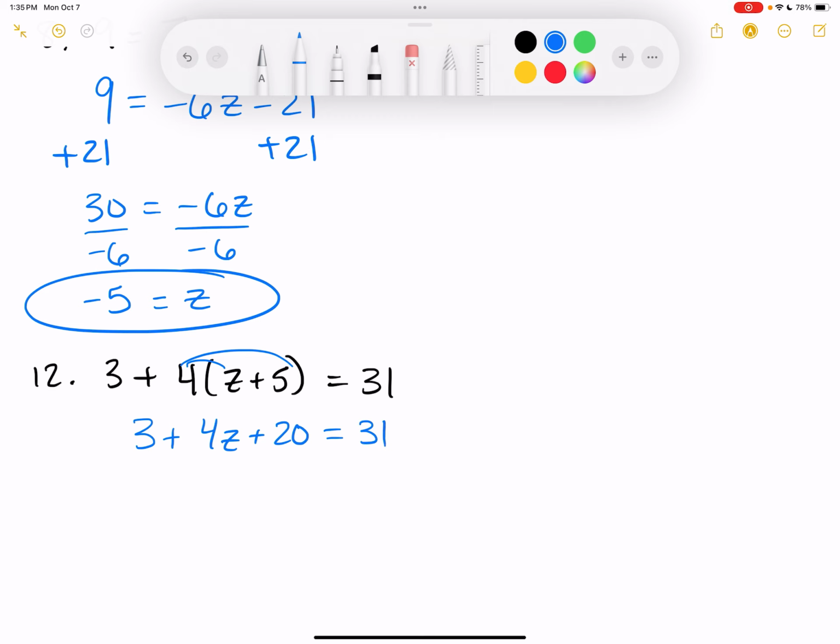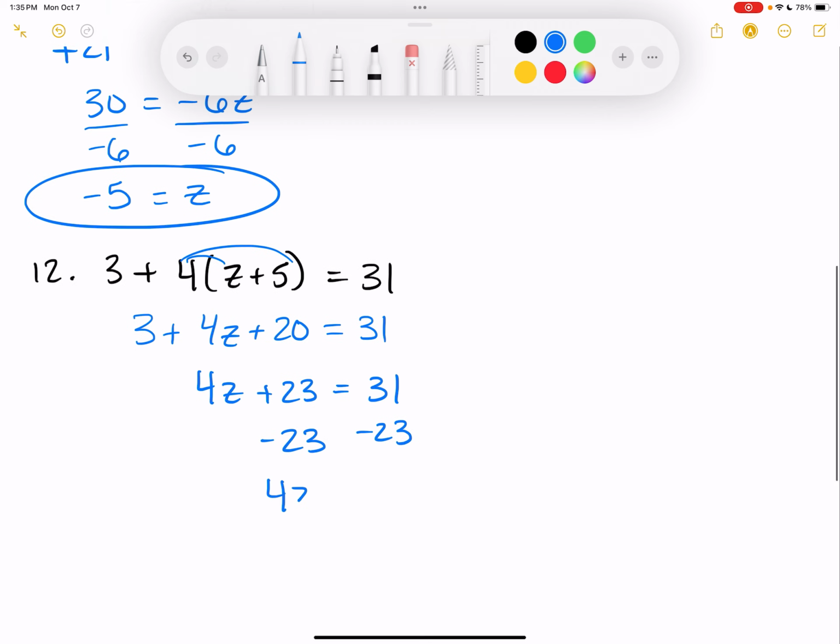Now when I combine my like terms, I'm not combining things with variables. I only have one thing with a variable, but I have multiple just numbers, so I'm going to combine those. So I'm going to have 4z plus 23 equals 31. Subtract 23. So I get 4z equals 8. Then what? Divide by 4. So z equals 2.